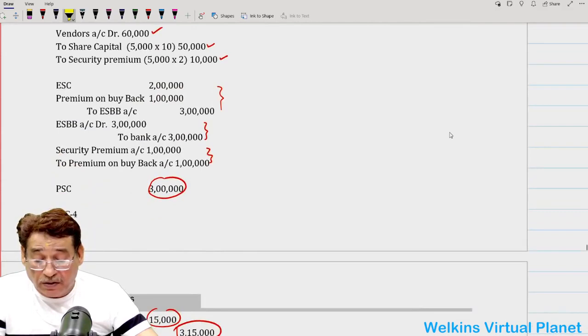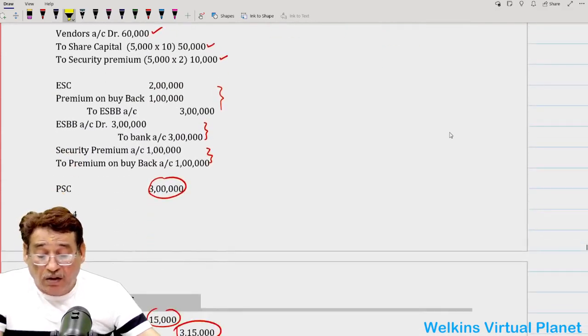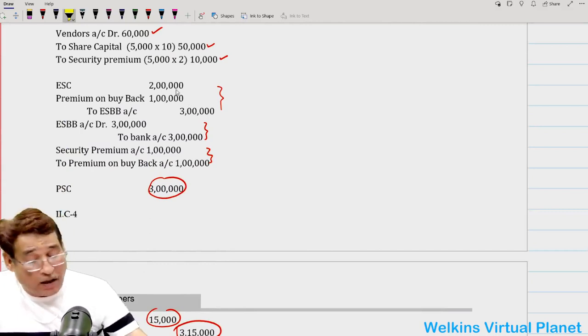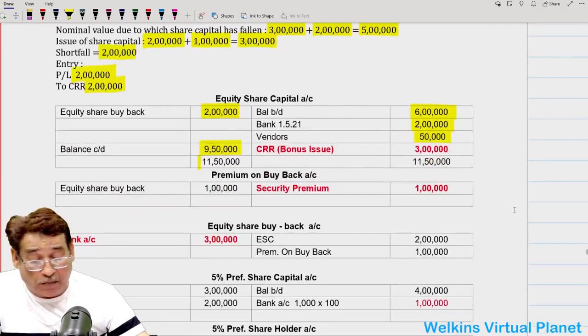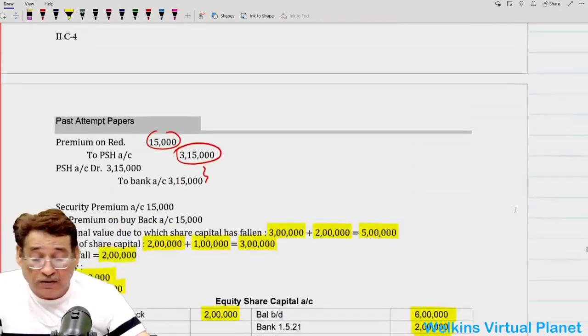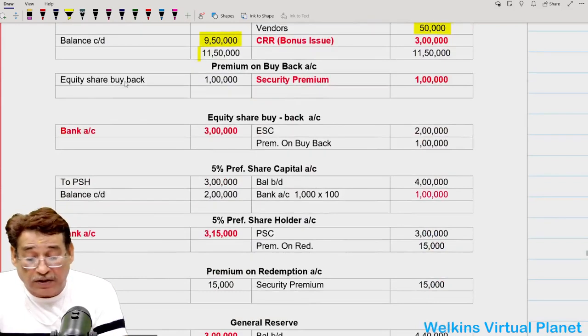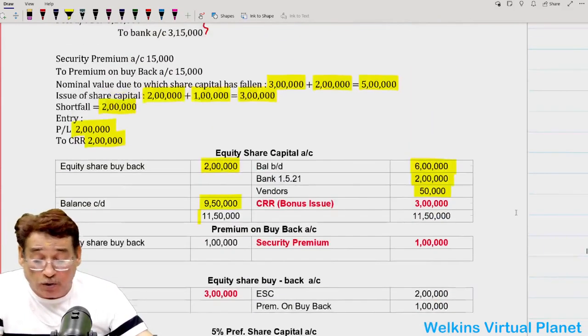Where it is, premium on buyback account. So first of all, in the equity share capital account, I have written here 2 equity share buyback account, just to tell you, 2 lakh. And then in the premium on buyback account, we have written towards the debit side 2 equity share buyback 1 lakh due to entry number 1.